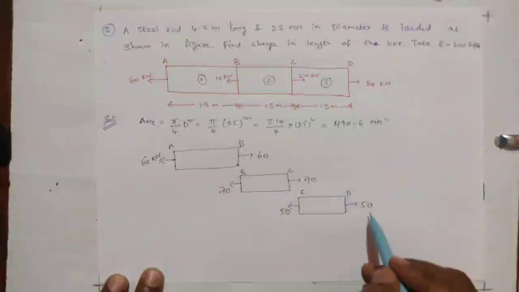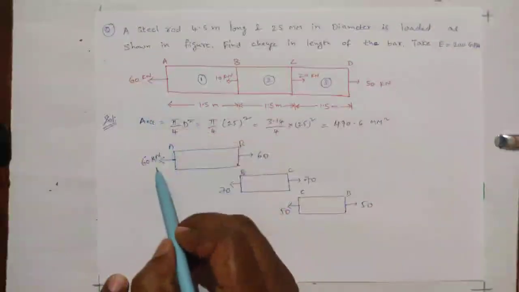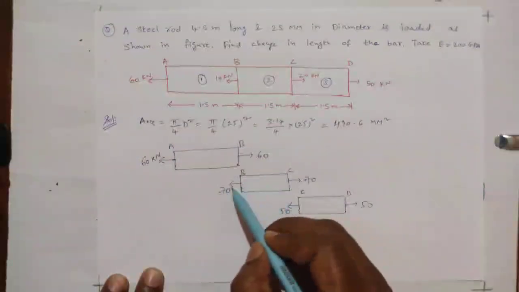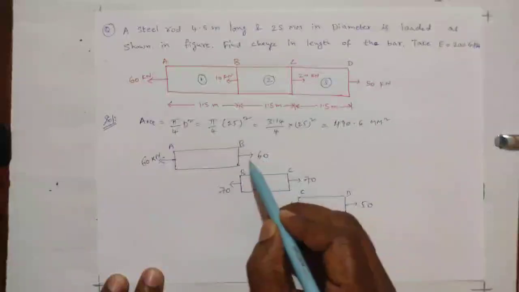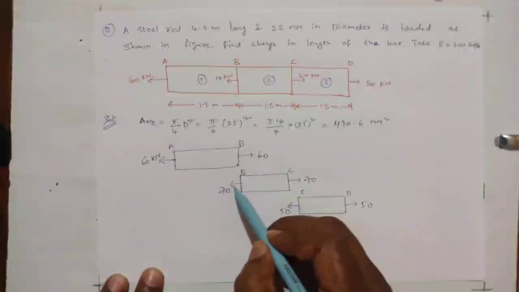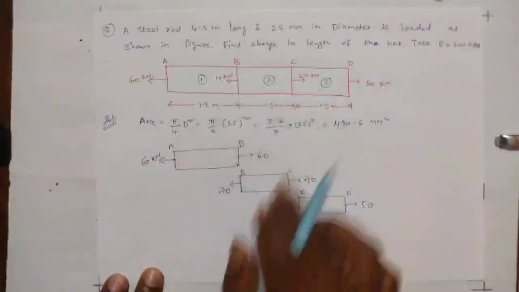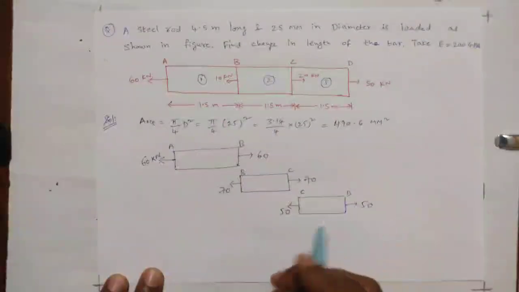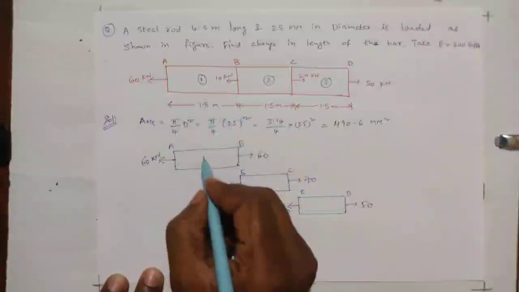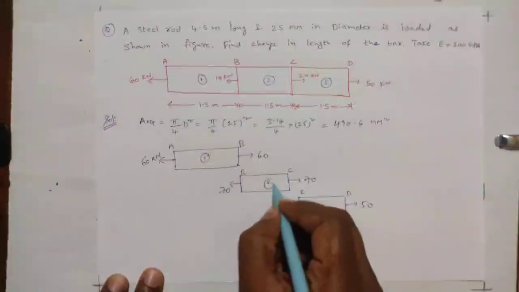Okay, here 50 and 50 is getting matched, 60 and 60 is getting matched, and if you see 70 towards the left, 60 towards the right, if you club these two, 10 should be towards the left. So 10 towards the left is matching. Okay, in this way we need to bifurcate the loading. This is part 1, part 2, part 3.